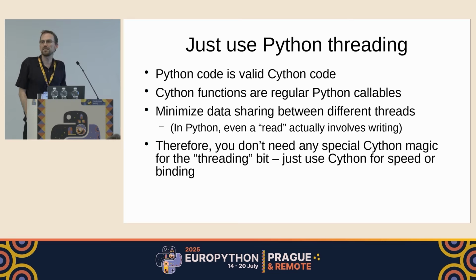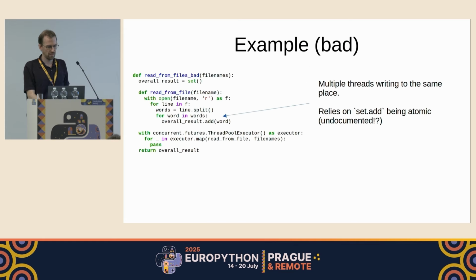I recommend minimizing the data sharing between threads, and we've got an example next time. You don't actually need any special Cython magic. You just from threading import Thread, and it works. So here's an example I've come up with as a quick illustration: we're reading from a list of files, and we're putting words in a set, so you get a list of unique words at the end of this.